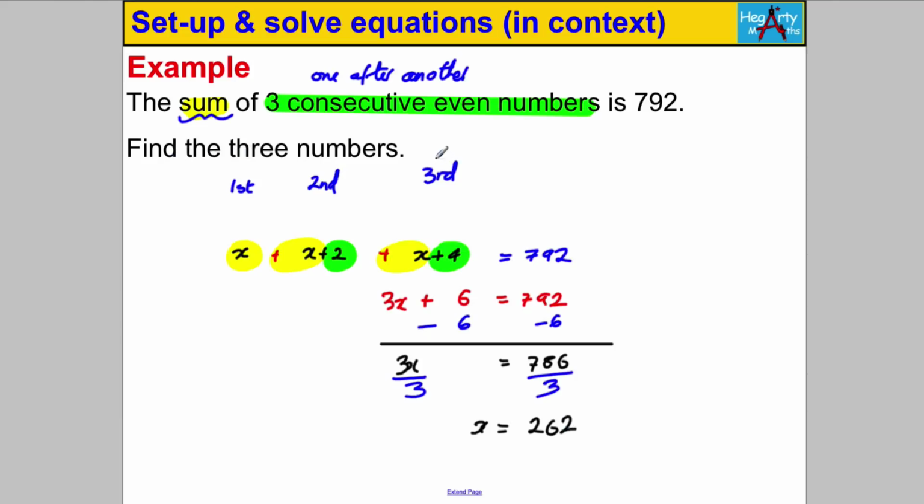Now that's not what the question asked. The question said find the 3 numbers. Now x was my first number, so the first even was 262. The one after it is going to be 2 more than that, which is 264, and the one after that is another 2 after it, which is going to be 266. Indeed, if you tried adding those numbers up, you would get 792. They're the 3 consecutive evens that sum to 792.